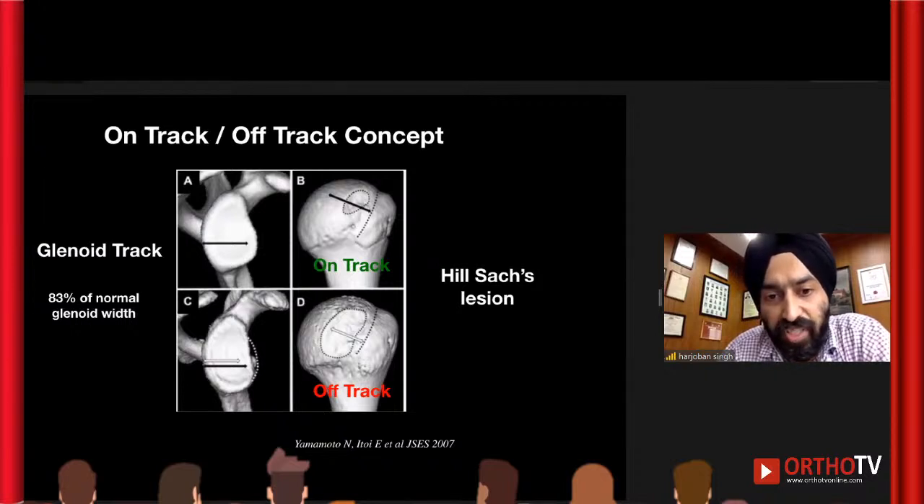And in a patient who has a glenoid defect as well, you can see the glenoid track is also reduced. The white line is the 83% of the defected glenoid. So this white line is also reduced in size. So if you draw this line and see the level of Hill-Sachs which is going out of the track, it is called off track.